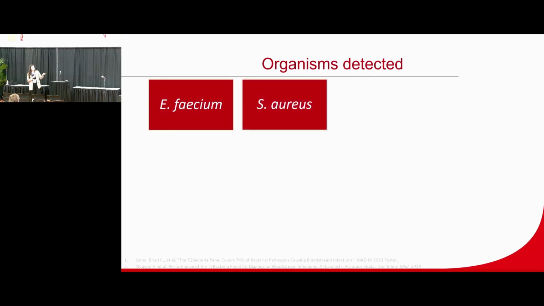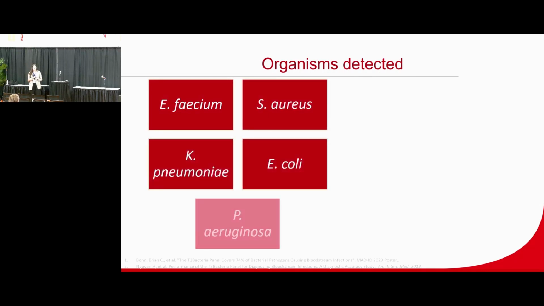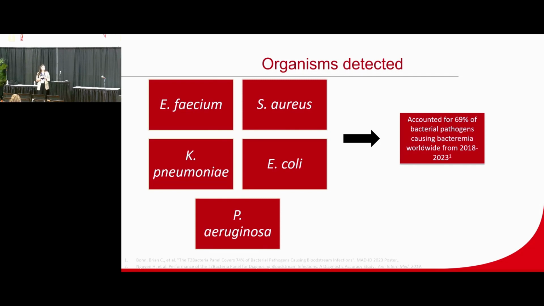The panel identifies these 5 organisms. So again, you will get either the presence or the absence of these organisms, with the understanding that these organisms would be what's causing your sepsis syndrome. So you've got E. faecium, Staph aureus, Klebsiella pneumoniae, E. coli, and Pseudomonas aeruginosa, which we know accounts for upwards of 69% of bacterial pathogens that cause bacteremia worldwide.